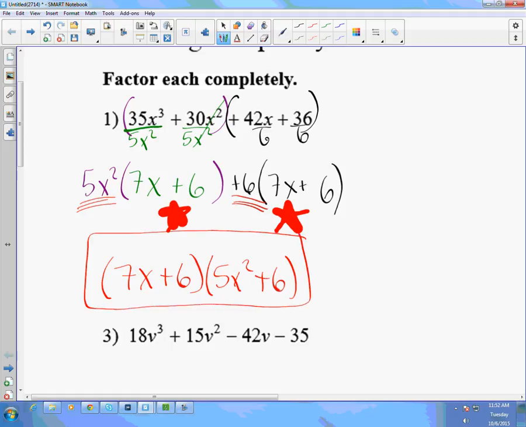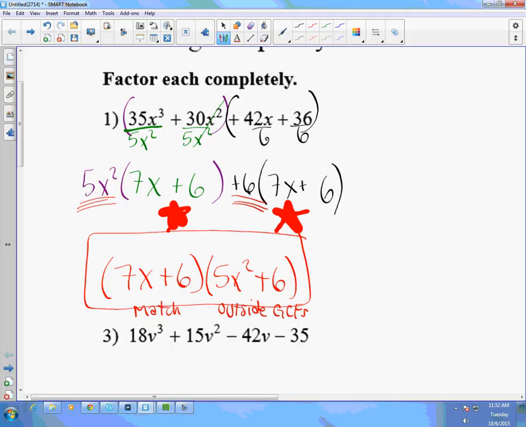That's factoring by grouping. So one of them is the match. The other one is the outside GCFs. Okay?